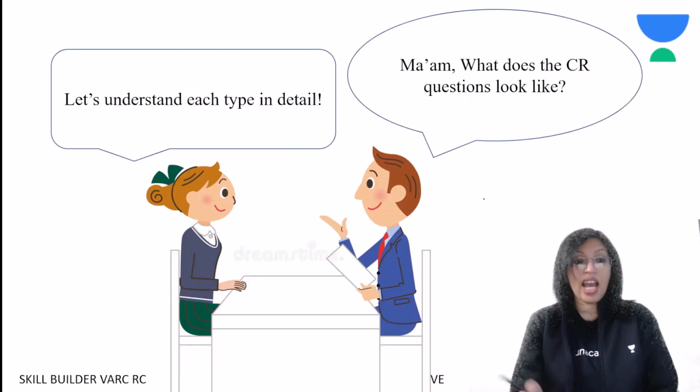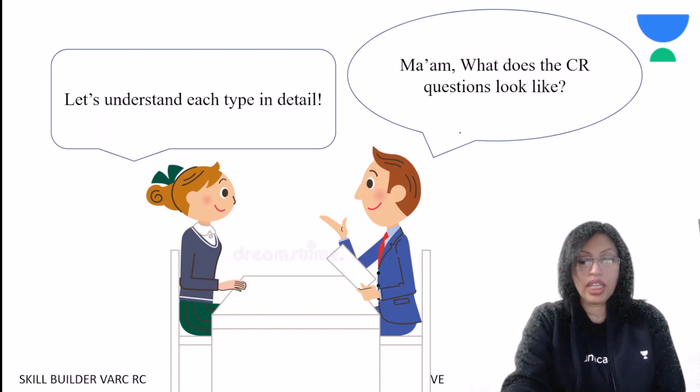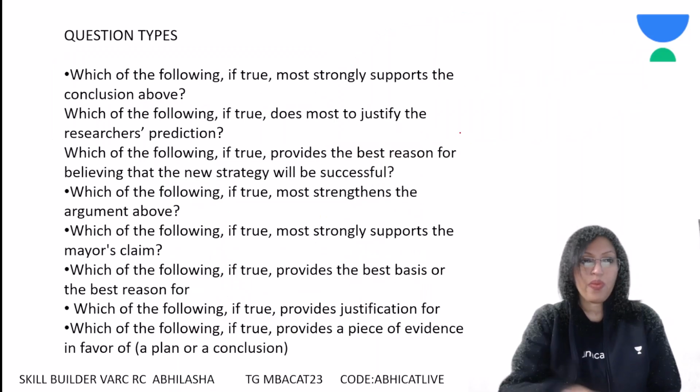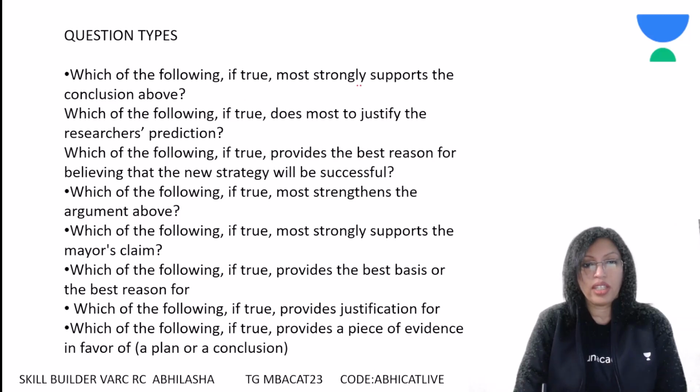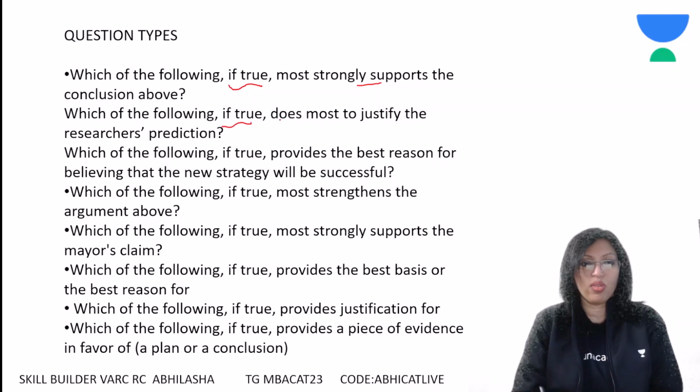Now let's understand each type in detail. So what does the CR question look like? Let's break it up. Okay. So the question types are like this. Which of the following, if true, most strongly supports the conclusion above? So again, strengthen. This 'if true' will be there in every question. You assume it is true. Does most to justify the researcher's prediction.